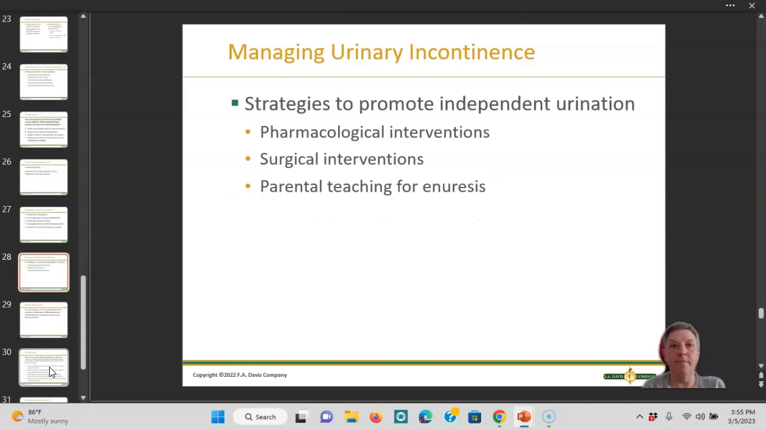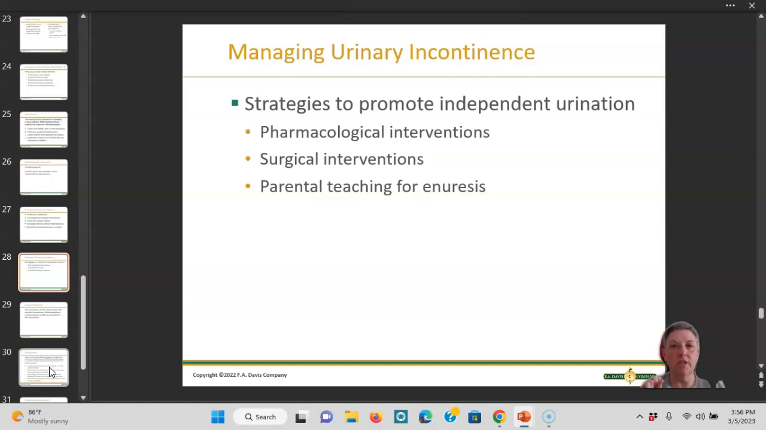All right. Some strategies to promote independent urination. Pharmacological: there are medications that tighten the sphincter for boys and for girls. There are surgical interventions like pulling up the bladder, pulling up the abdominal cavities, a sling for the bladder, and pessary devices.